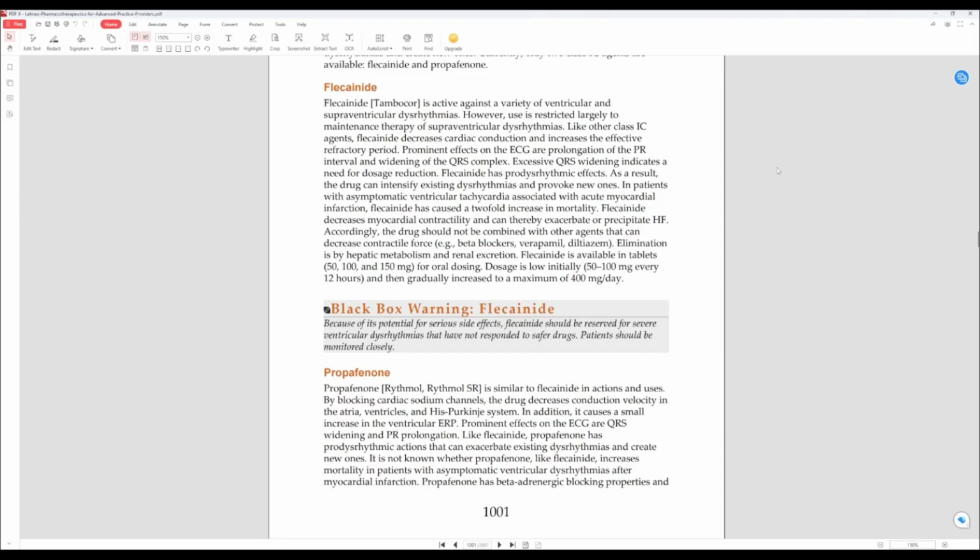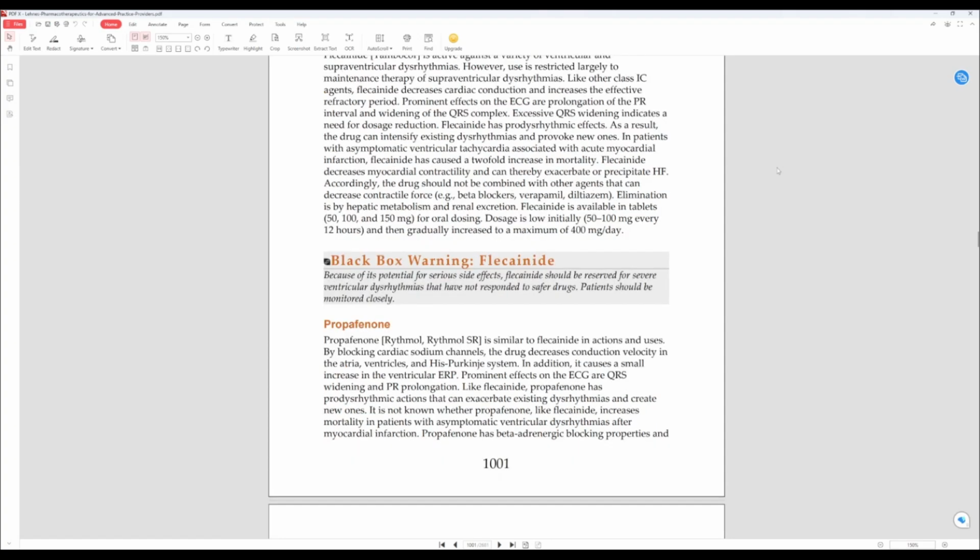Elimination is by hepatic metabolism and renal excretion. Flecainide is available in tablets for oral dosing. Dosage is low initially and then gradually increases to a maximum of 400 milligrams per day. So, flecainide has a black box warning. Because of its potential for serious side effects, flecainide should be reserved for severe ventricular dysrhythmias that have not responded to safer drugs. Patients should be monitored closely.